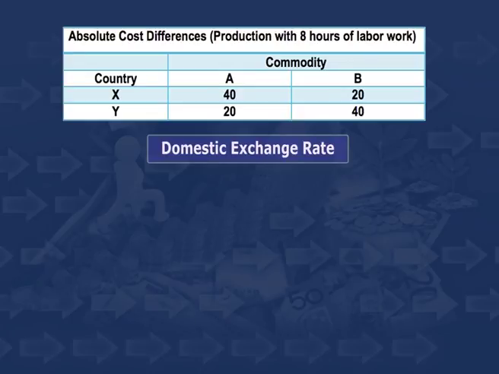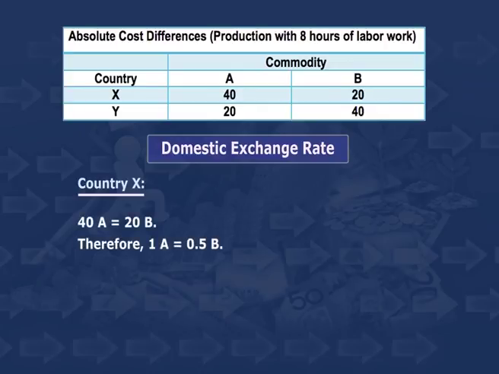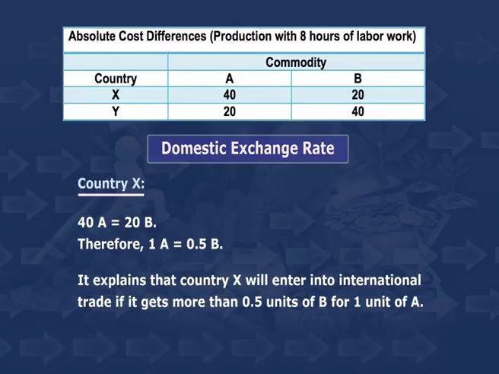Now let's see what will be the domestic exchange rate. In country X, 40 units of product A is equivalent to 20 units of product B. Therefore, in country X, 1 unit of product A is equivalent to 0.5 unit of product B. It explains that country X will enter into international trade if it gets more than 0.5 units of product B for just 1 unit of product A.